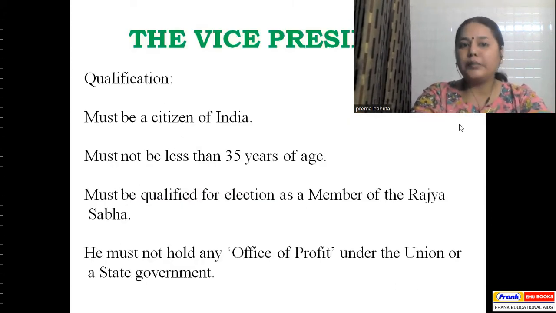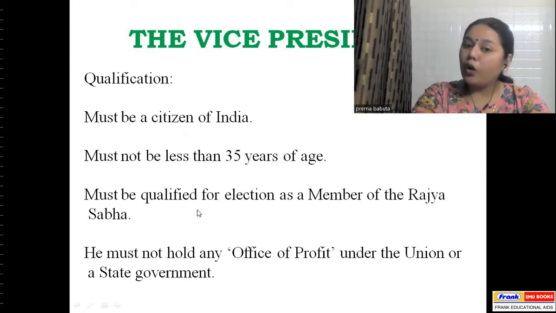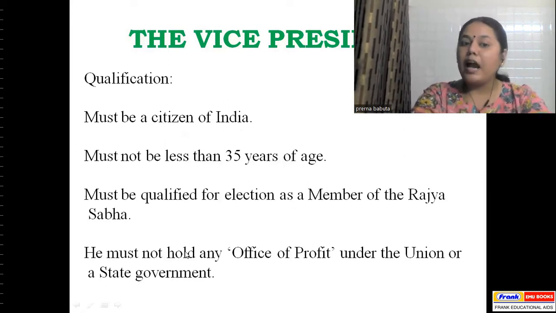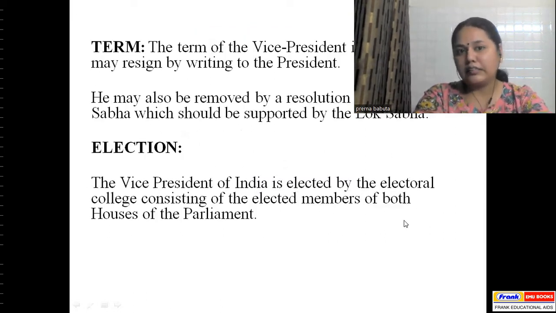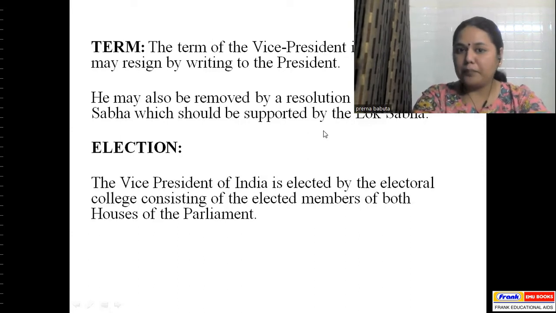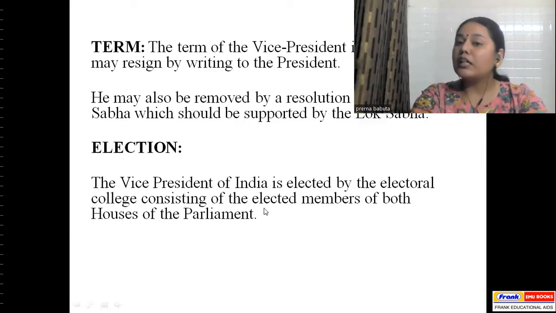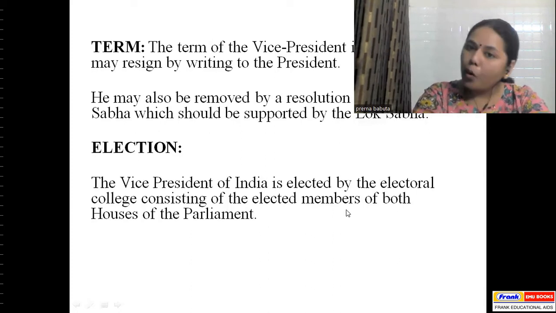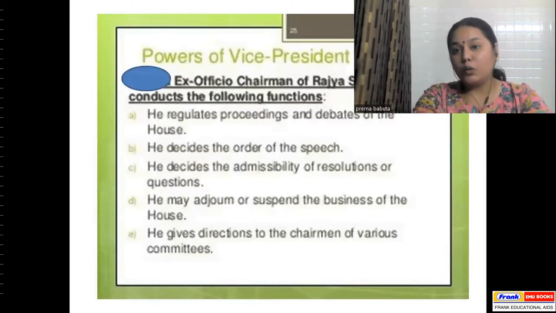Now we talk about the vice president. So qualification, of course, he or she must be a citizen of India, should not be less than 35 years of age. He must be qualified for election as a member of Rajya Sabha, and he should not hold any office of profit under the union or state government. What is the term of the vice president? 5 years. He may resign by writing to the president. He may also be removed by a resolution of the Rajya Sabha, which should be supported by the Lok Sabha. And election, he is elected by the Electoral College, consisting of elected members of both the houses of the parliament, that is Lok Sabha and Rajya Sabha.